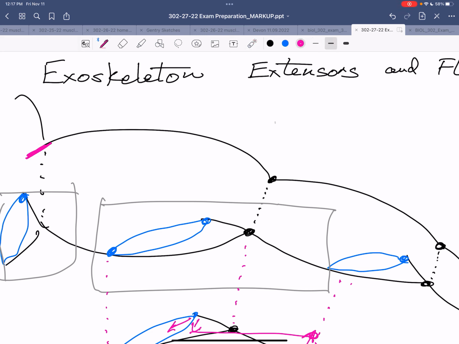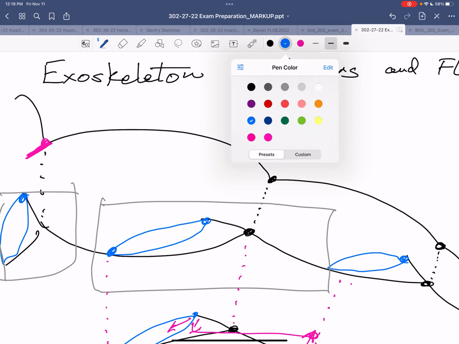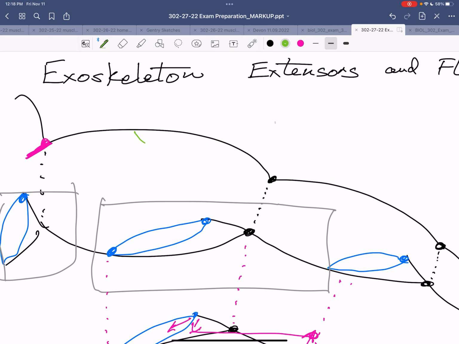And we're going to come back to this pink part that I'm drawing right here. I'm first just going to show you a muscle that attaches here and here. Here is our muscle. And in this case, if we take it out, what we have is something that looks like this.